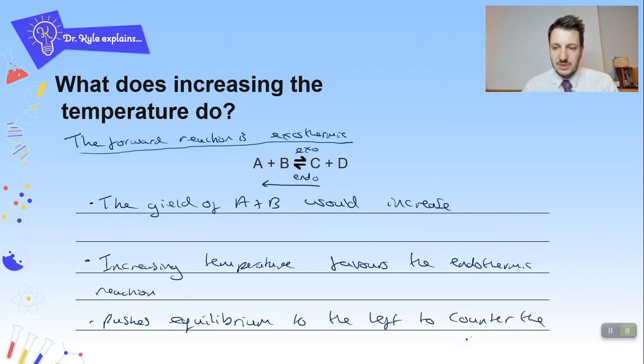Now this is all based on something called Le Chatelier's principle. Essentially it just means whatever change you do to the system, it will try and counteract that change. We have increased the temperature, it wants to decrease it, it favours the endothermic side of the reaction, pushes the equilibrium to the left, and therefore the yield of A and B would increase, and the yield of C and D would decrease.